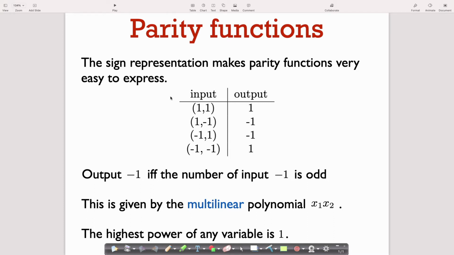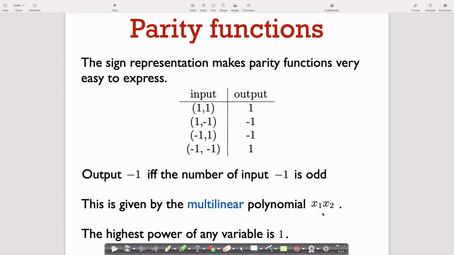Okay, so here I've written out this function on two bits. You can see that the output is just the product of the input bits. So in this case, it's easy to express this function, parity of 2 bits, as a polynomial, right? As a polynomial, it is just x1 times x2. And this is actually what's called a multilinear polynomial. That just means that the highest power of any variable is 1.